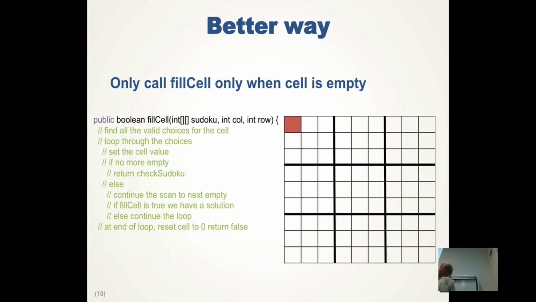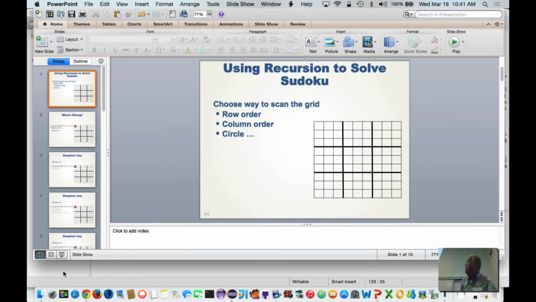Now that does change our logic inside of here, because we now know that this cell is empty, so we find the valid values and loop through them. We do have to check whether or not we're done, as in we filled in the last empty cell. If we filled in the last empty cell, then we can call check Sudoku to see whether or not that choice worked. If we get through our loop, we go back and reset to 0. I think that's it. Any questions?